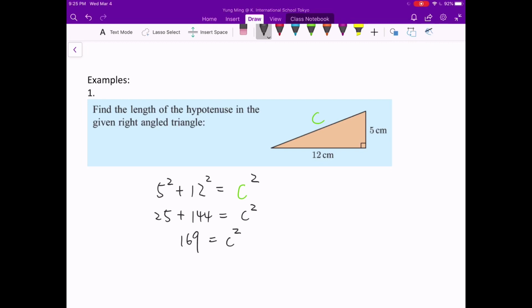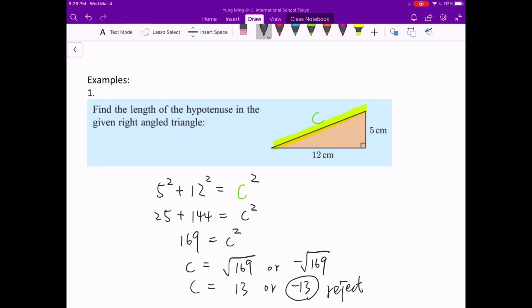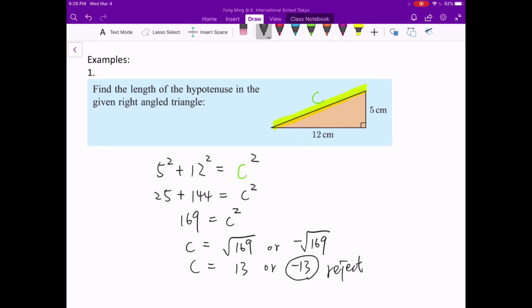Now guys, remember how to solve for that kind of equation, right, from yesterday? C is equal to square root 169 or minus square root 169. And your C will be equal to 13 or minus 13. But notice one thing, because we're talking about length over here, right? The C is actually a length over here, so it's impossible for you to actually be negative. So we actually reject negative value over here. And that being said, we actually reject it for any geometry questions that we see in the future. So our answer is C equals to 13 cm.